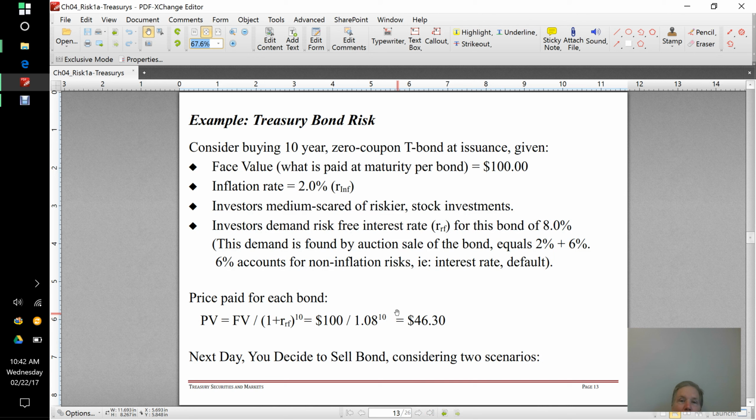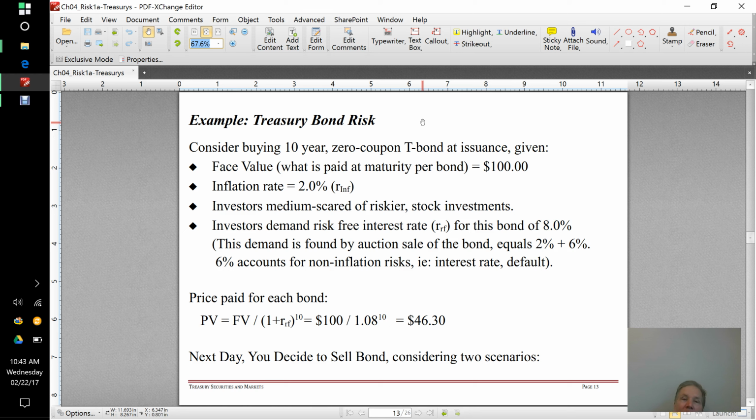So let me just give you a couple quick examples highlighting the fact that there is indeed treasury bond risk. Let's say that you buy a 10-year zero coupon treasury bond at issuance. Zero coupon again means you're going to get nothing for 10 years, then you're going to get a pile of money at the end of the 10 years, okay? And here's how this particular one works. The face value, which is what the treasury is going to give you at the end of 10 years, assuming you haven't traded the bond, is say $100 million.